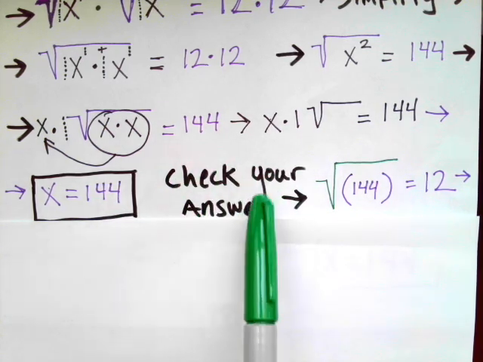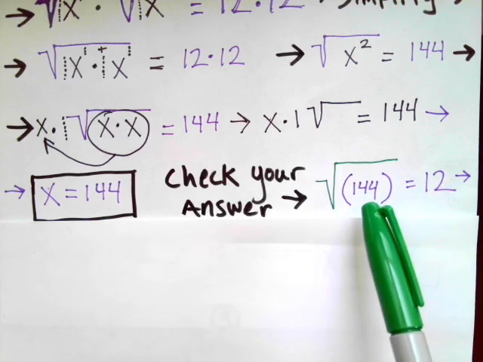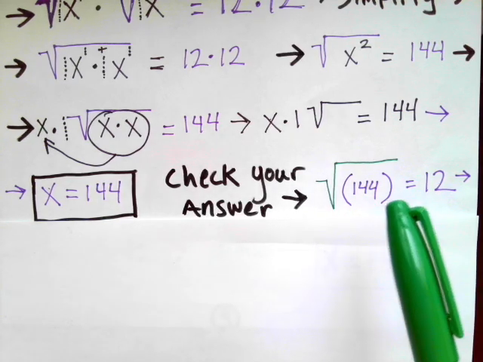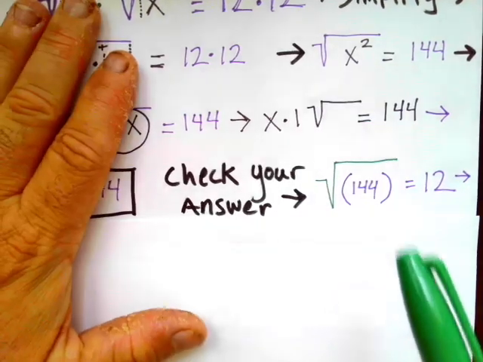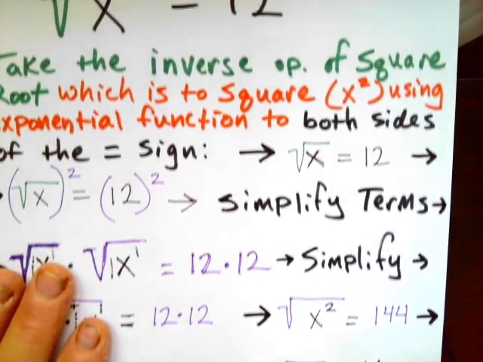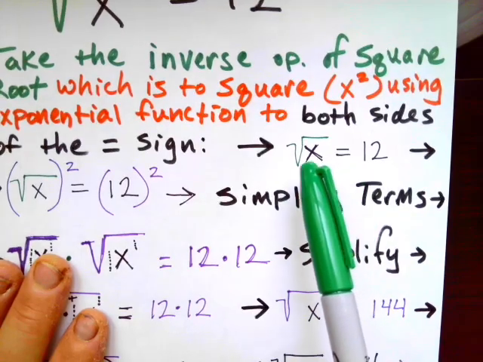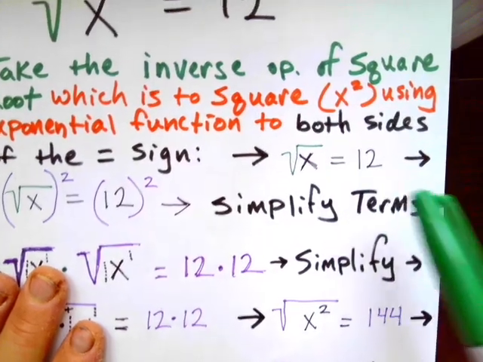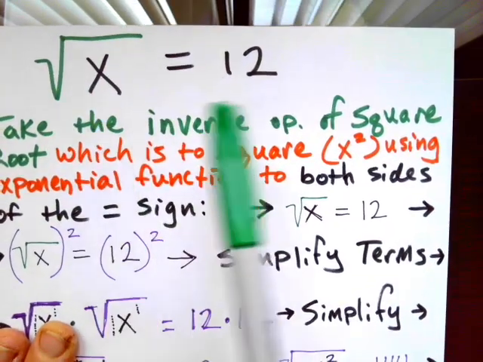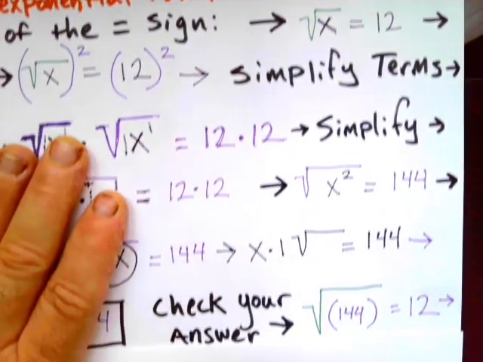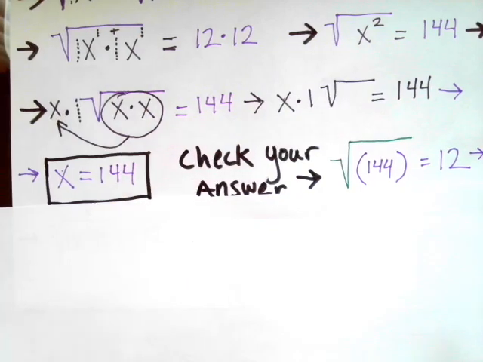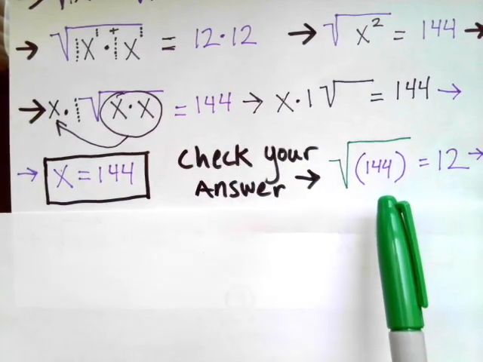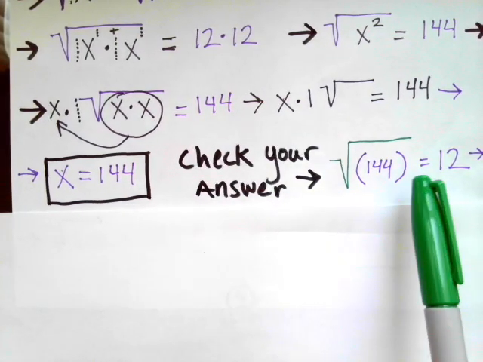Of course, you want to check your answer. So you want to substitute the 144 where you found that x value, and I'll take a moment to show you now the original problem that you see here. Square root of x equals 12, right? That was the original problem here. So since x equals 144, I can show you square root of 144 equals 12.